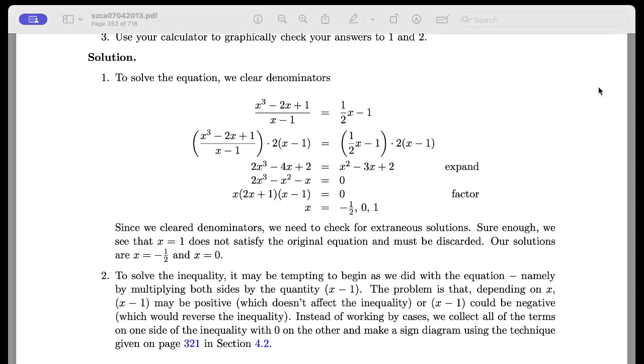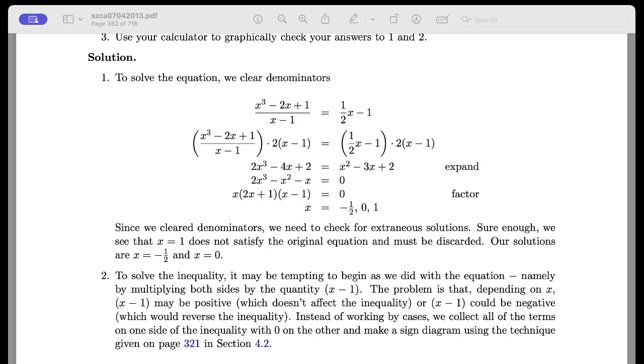What was the pair of rational functions that I had on there? The first one was x to the third minus 2x plus 1, all in the numerator, and divided by x minus 1. Well, it's not all that wild looking. It just looks like a parabola, doesn't it?